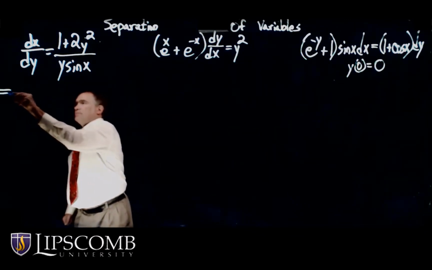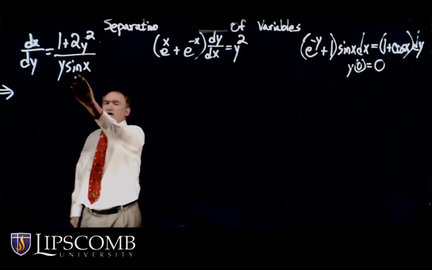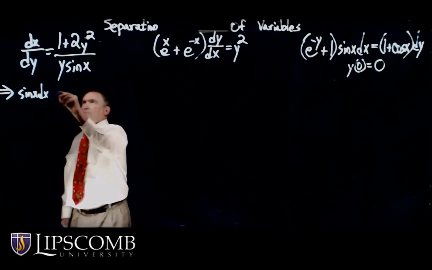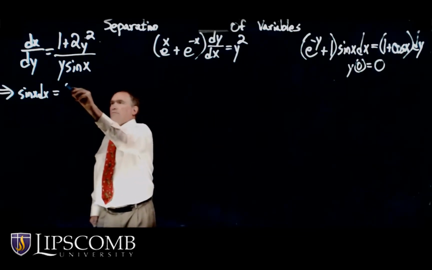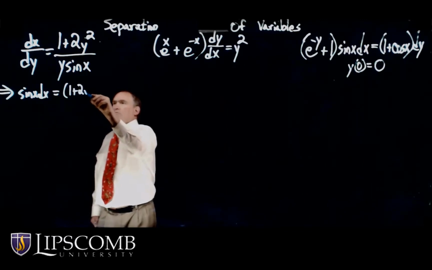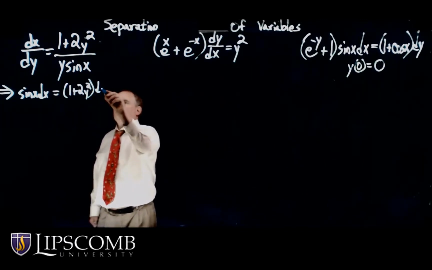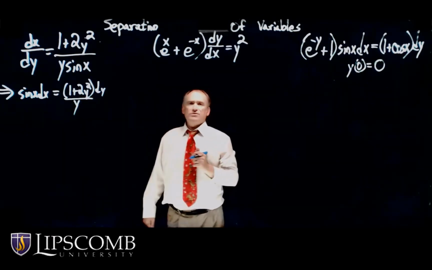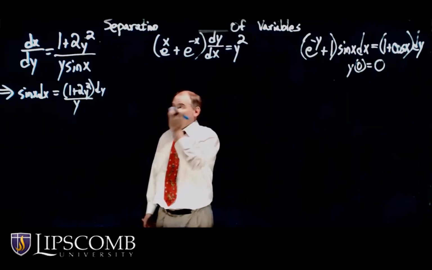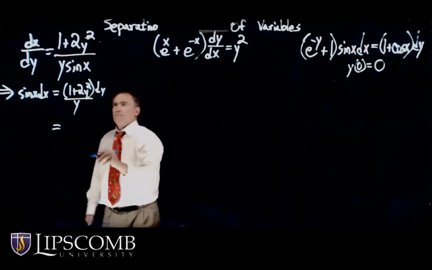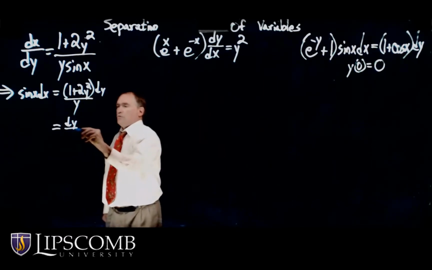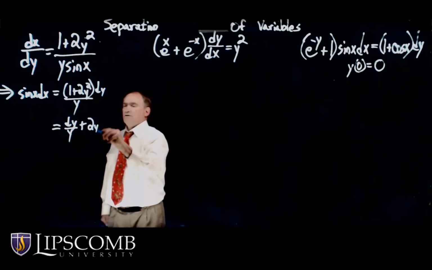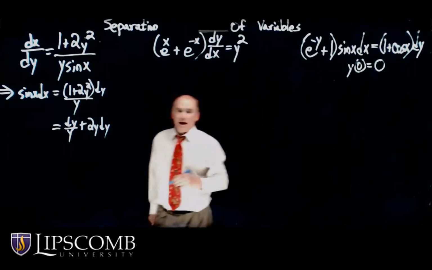So let's separate them. I'm going to take the sine of x over, and I'm going to take the dy over. So now I have separated the y's and the x's. Now let's simplify this right-hand side a bit. So this would be dy over y, and this would be plus 2y dy.